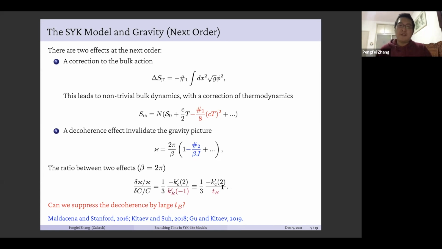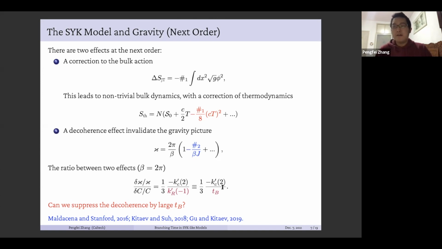So in the original SYK model, these two effects appear at the same order and in fact compete with each other. So there will be an important decoherence effect, which makes this Lyapunov exponent smaller than 2 pi over beta at this subleading order. And one can imagine we are interested in finding some other model. Maybe we want to modify the SYK model a little bit and ask whether we can get an interesting model with non-trivial bulk dynamics, but at the same time, the system can still be described by a local bulk action.